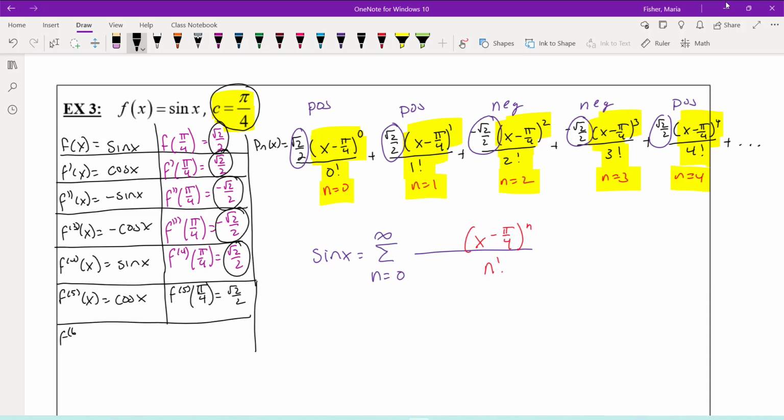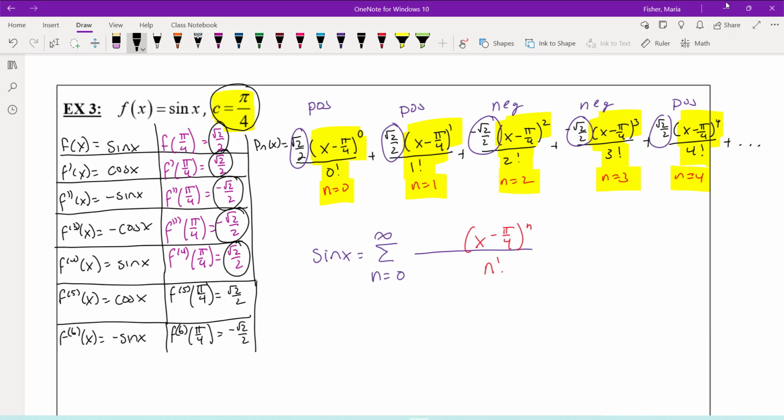What about that sixth derivative? Well, that would be negative sine of x. So yes, the sixth derivative evaluated at pi over 4 would end up being negative. So it looks like our pattern is positive, positive, negative, negative, positive, positive, negative, negative, etc. So there is a formula that gives us that pattern.